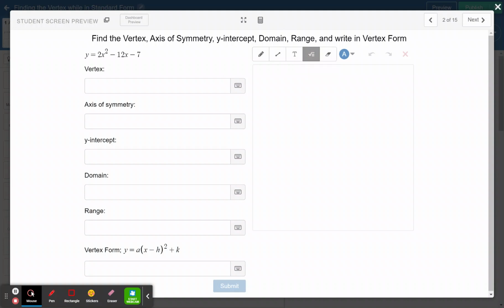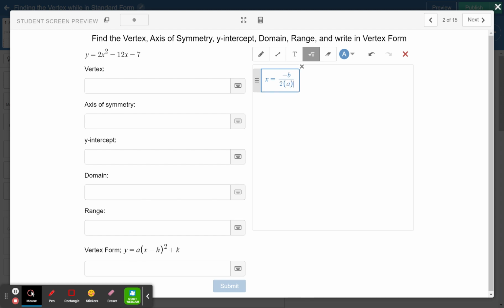Okay, in this problem, I'm going to help you find the vertex, axis of symmetry, y-intercept, domain, and range, and write it in vertex form when the equation is given to you in standard form. First of all, we're going to find the vertex by using our formula, which is x is equal to the opposite of b over 2 times the a.